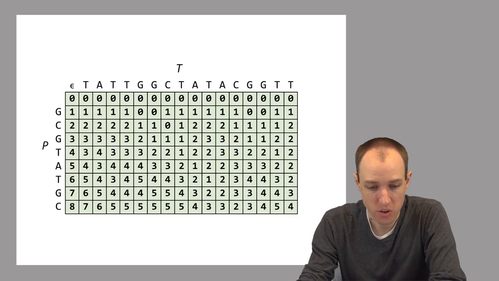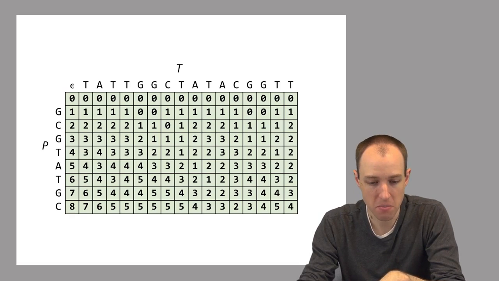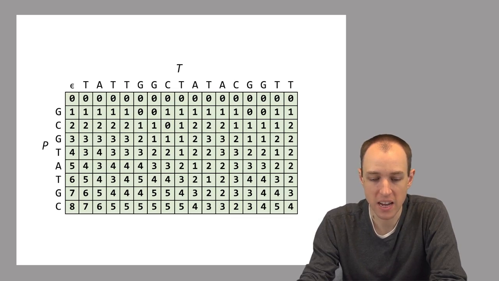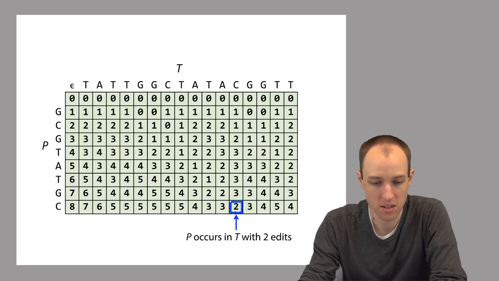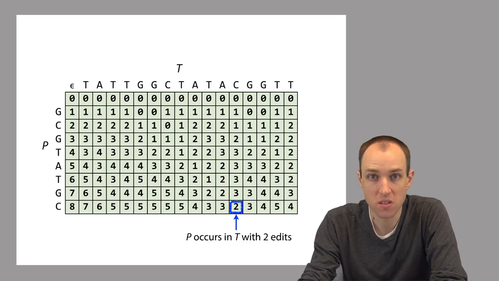And now that we've filled in the matrix, we'd like to identify where these approximate matches of P within T are. So in this case, by looking at the matrix, we can learn that there must be a 2-edit occurrence of P within T. That is the occurrence with the fewest edits. We know this by looking in the final row of this matrix, and in the final row we find a 2. And that tells us that there must be some substring of T that matches our pattern P with 2 edits. 2 is the minimal value in the final row, so this corresponds to the closest match between P and some substring of T.